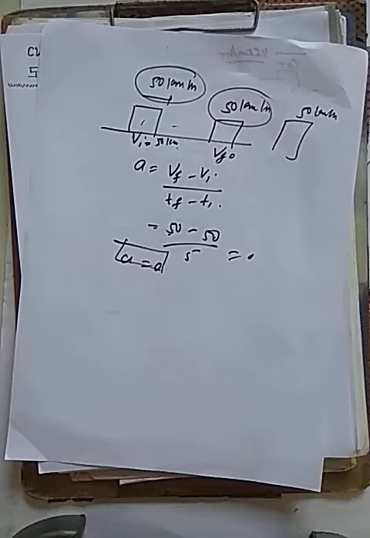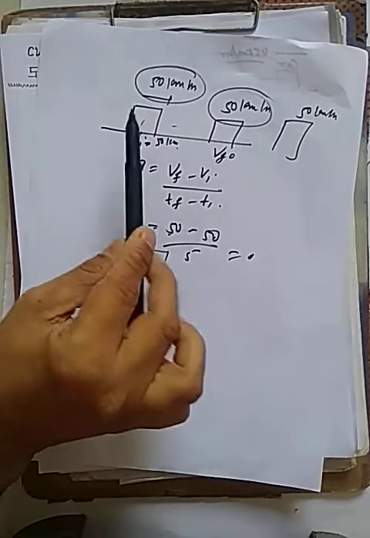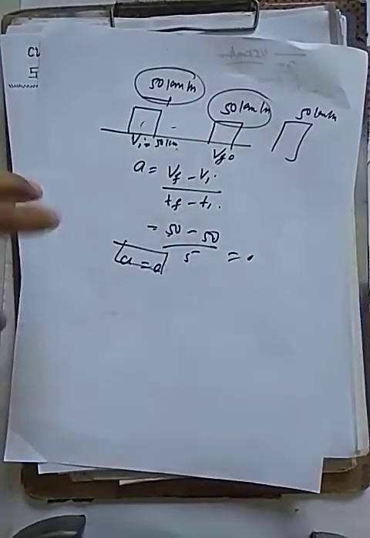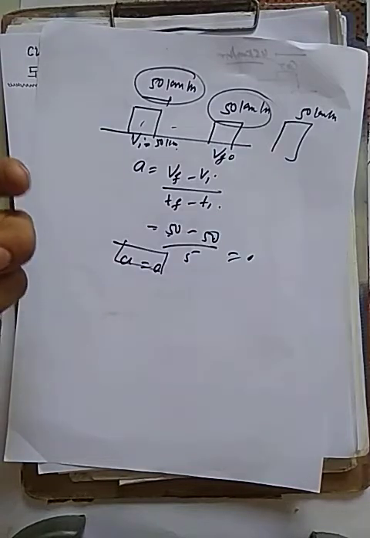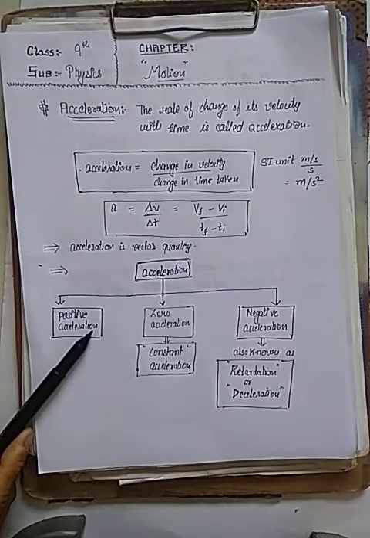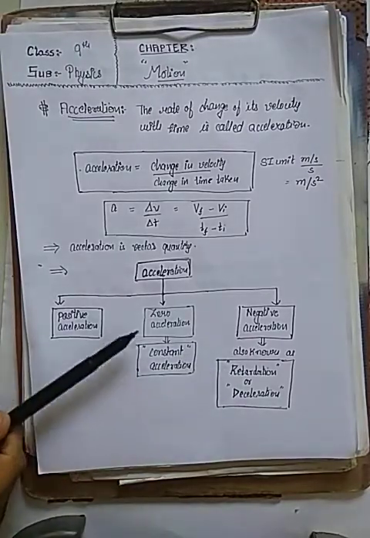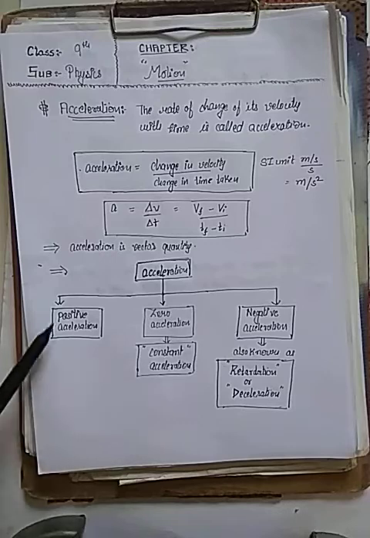When our acceleration is 0, I can say my velocity is the same. If my velocity is the same every second, if I am continuously moving at a speed of 100 km, I can say my acceleration is 0 or my acceleration is constant. I hope this is clear. So we have 3 types: positive acceleration, zero acceleration, negative. Negative is called retardation, deceleration. Zero acceleration is called constant acceleration, and positive acceleration is always positive.